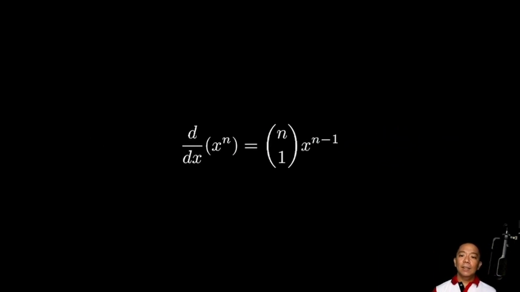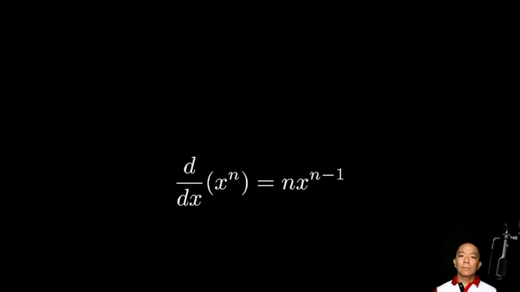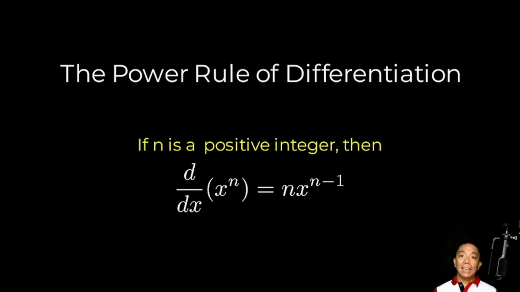Mag-0 sila lahat. Matitira lang sa atin yung first term na n choosing 1 times x raised to n minus 1. But what is n choosing 1? That expression simply simplifies to n. And that gives us our power rule for differentiation.